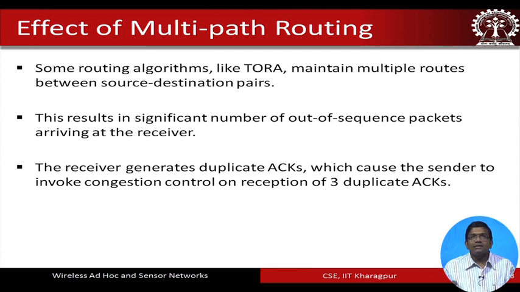In this particular case, the receiver generates duplicate acknowledgements which cause the sender to invoke congestion control on reception of 3 duplicate acknowledgements, because this is a standard practice in TCP. So, basically if 3 copies of an acknowledgement arrive, that is taken as a sign of congestion, and the congestion control mechanisms are invoked at the sender. But if one is using multipath routing mechanisms, then this is a common thing that is going to happen in the case of ad hoc networks.